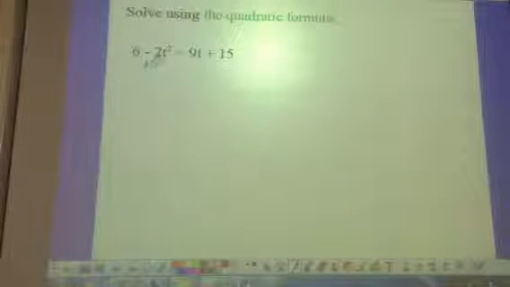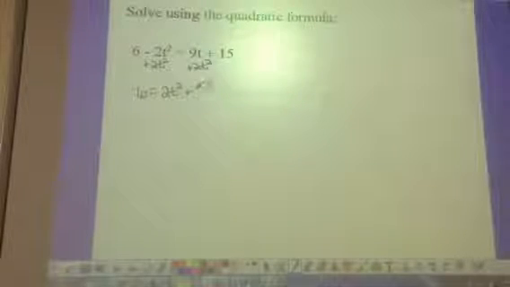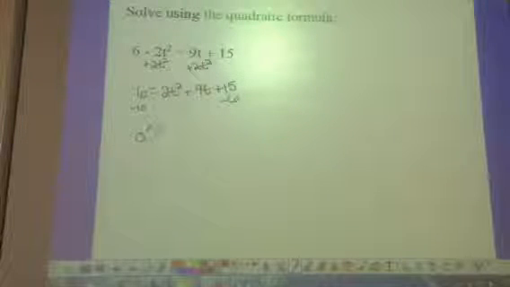So I'm going to add 2t squared to each side. It doesn't have to be positive, that's just my personal preference. So this is going to be 6 equals 2t squared plus 9t plus 15. I'm just writing them all in order of exponents. I really like this to equal 0, so I'm going to subtract 6 and subtract 6. So 0 equals 2t squared plus 9t plus 9.